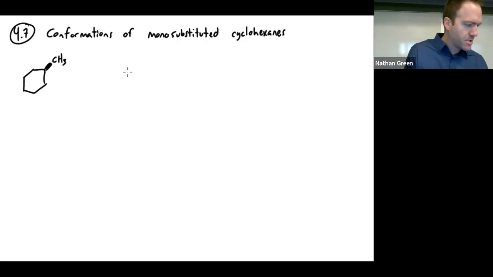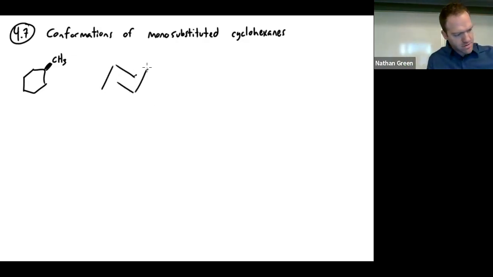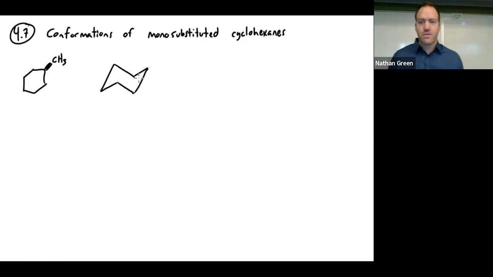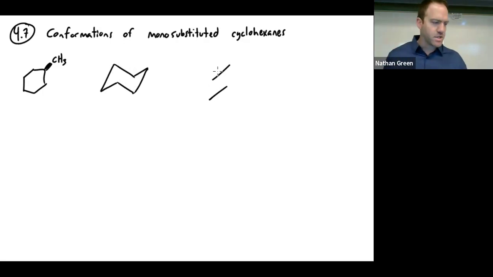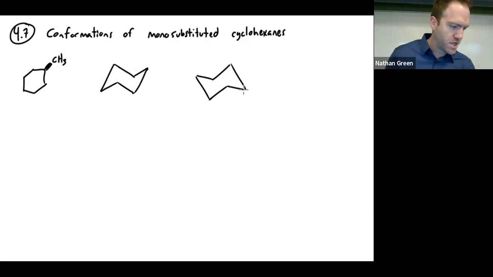So I'm going to arbitrarily draw the negative slope chair first. And then in the next structure, I'm going to draw the positively sloped chair. And again, I'm just using these words to try and separate out each chair flip. These are two chair flips of each other.